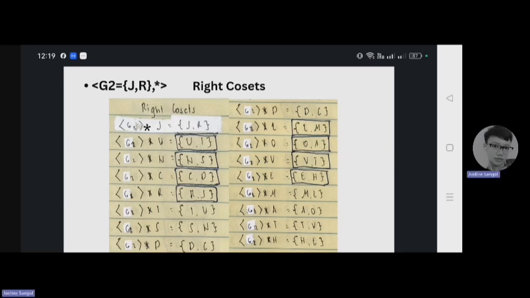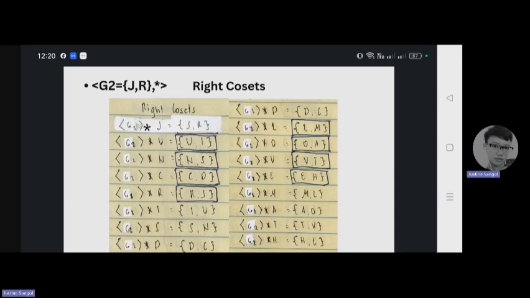Next is J star D is equal to D, R star D is equal to C, and J star L is equal to L, R star L is equal to M, and J star O is equal to O, R star O is equal to A, J star V is equal to V, and R star V is equal to T, and J star A is equal to E, and R star E is equal to H, and J star M is equal to M, and R star M is equal to L.